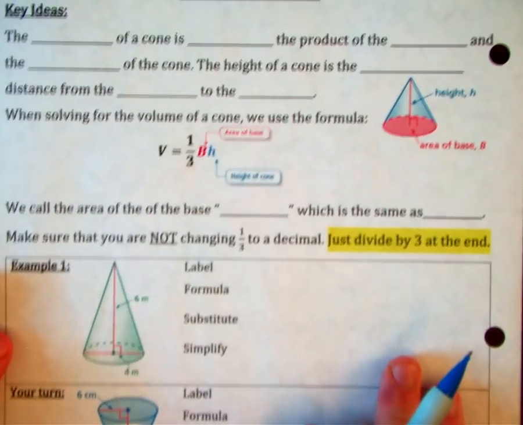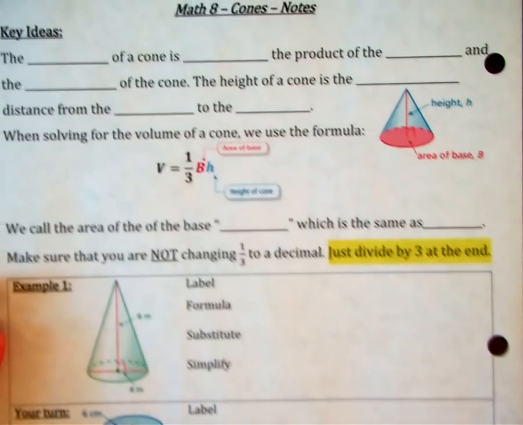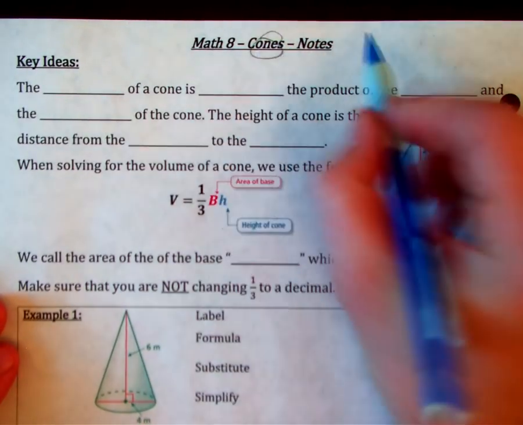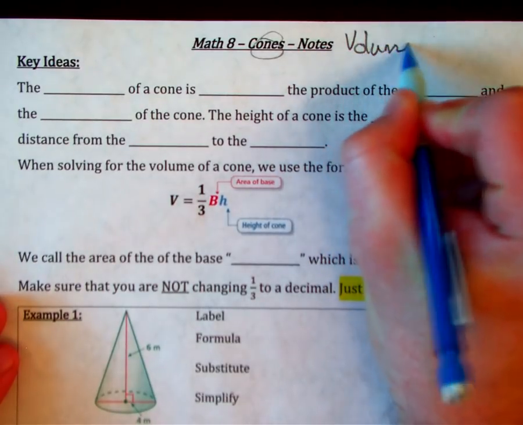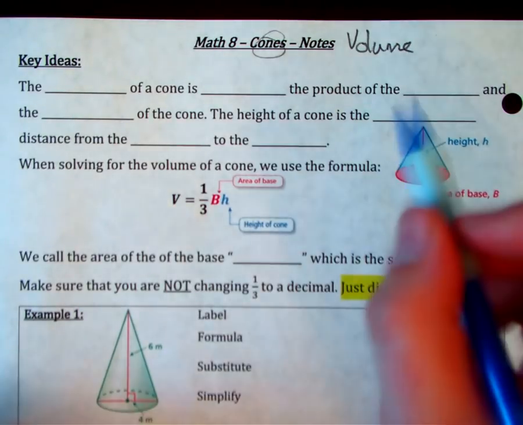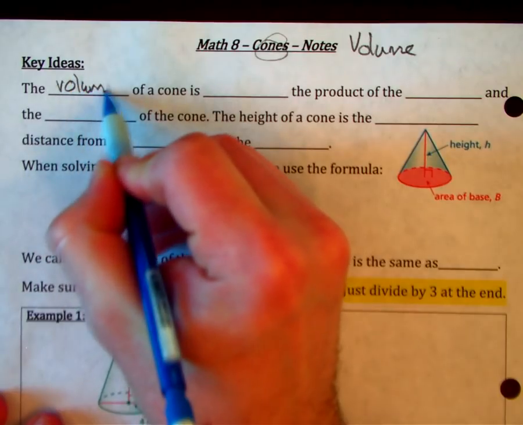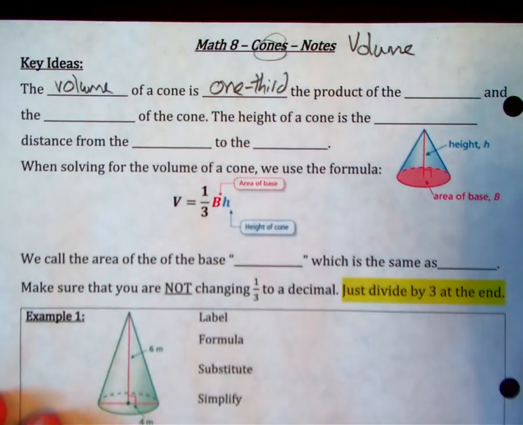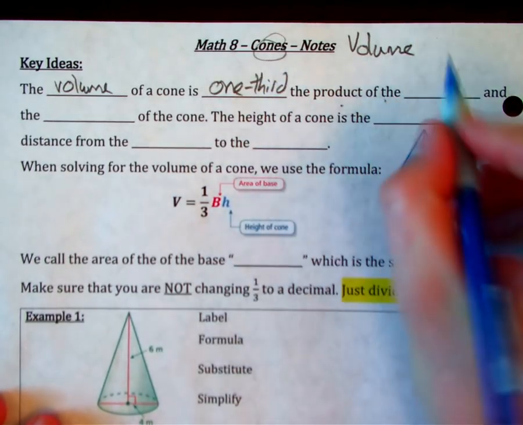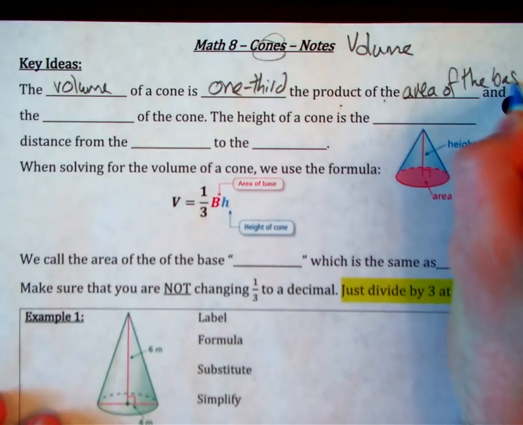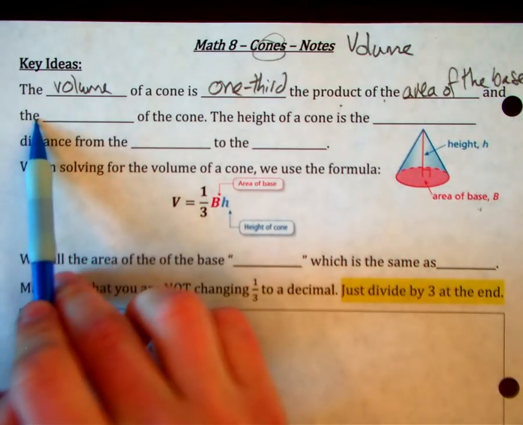On the back, it says this. So now, again, I kind of separate it so that it's a little bit easier to follow along. On the back, we are still working with cones, but we're now working with volume. And so it says the volume of a cone is one third the product of the area of the base, again that's that part in red, and the height.